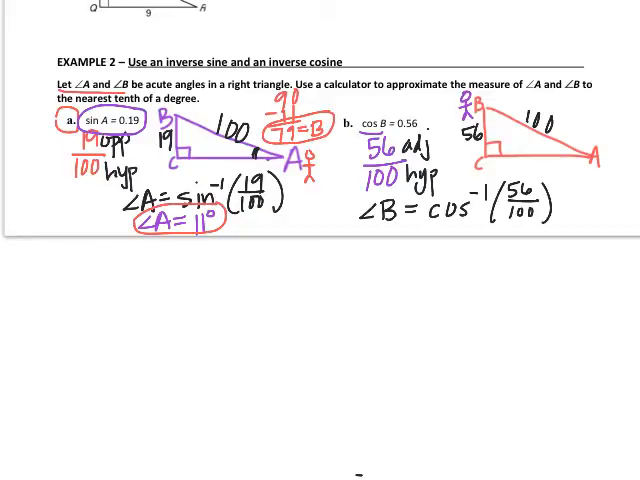And when you do that in your calculator, you should find out that angle B is equal to 55.9 degrees. That's angle B. So if angle B is 55.9 degrees, we can subtract that from 90 and find out what angle A is. So angle A is going to be 34.1. Remember, angles A and B in the triangle have to add up to 90. That's why I'm subtracting the first angle from 90. Those two angles are complementary.